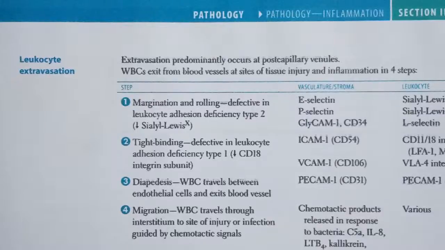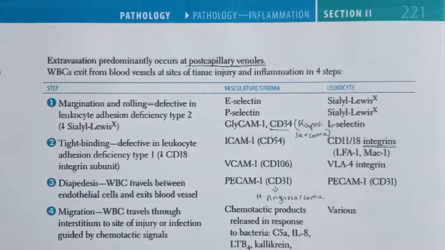So today we are going to talk about leukocyte adhesion deficiency. Leukocyte adhesion deficiencies are of two types: leukocyte adhesion deficiency type 1 and type 2. At first, to understand this, we need to understand how leukocytes extravasate.